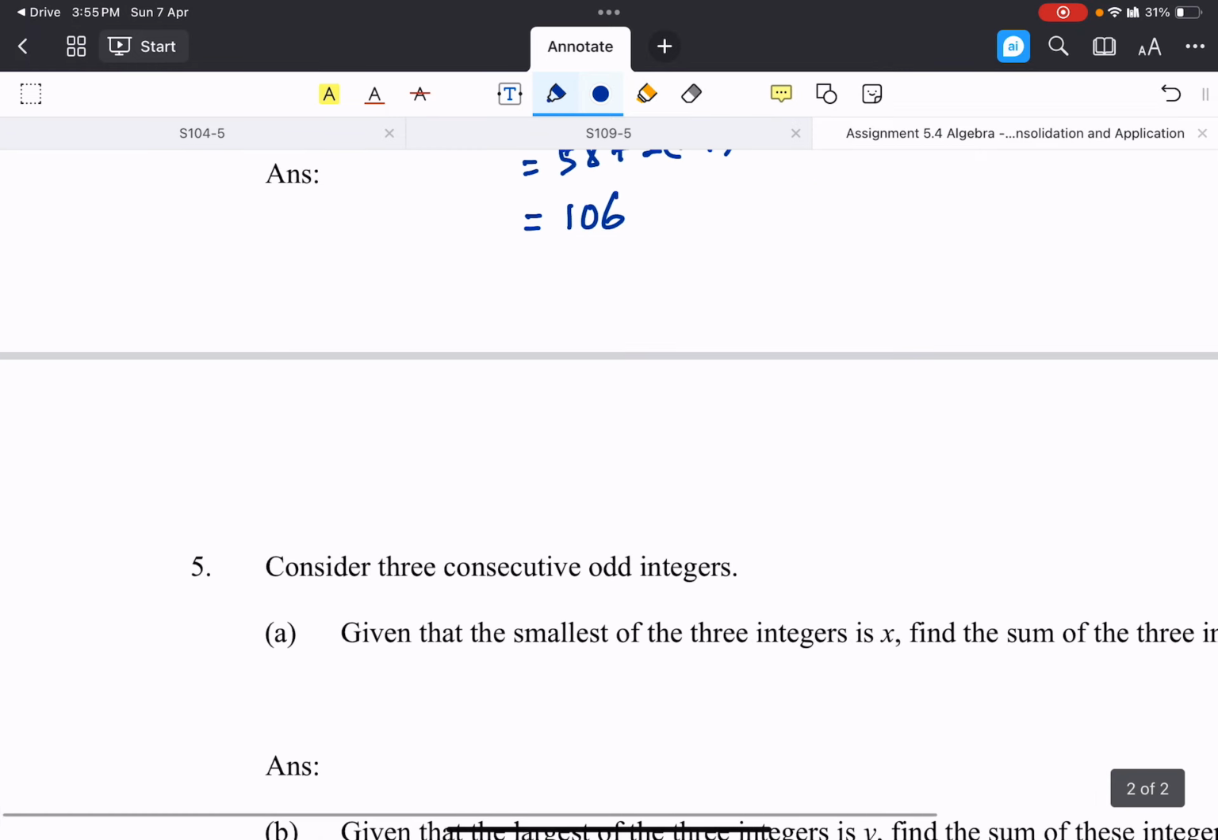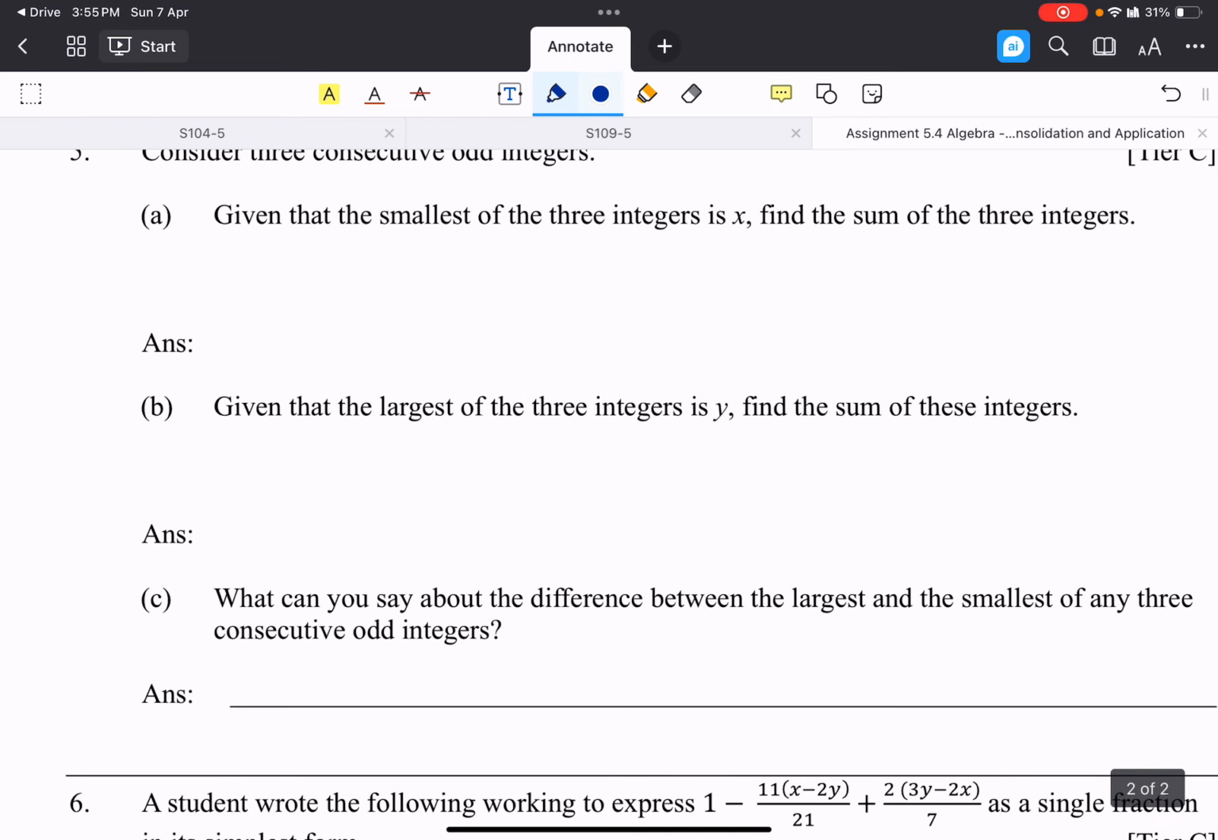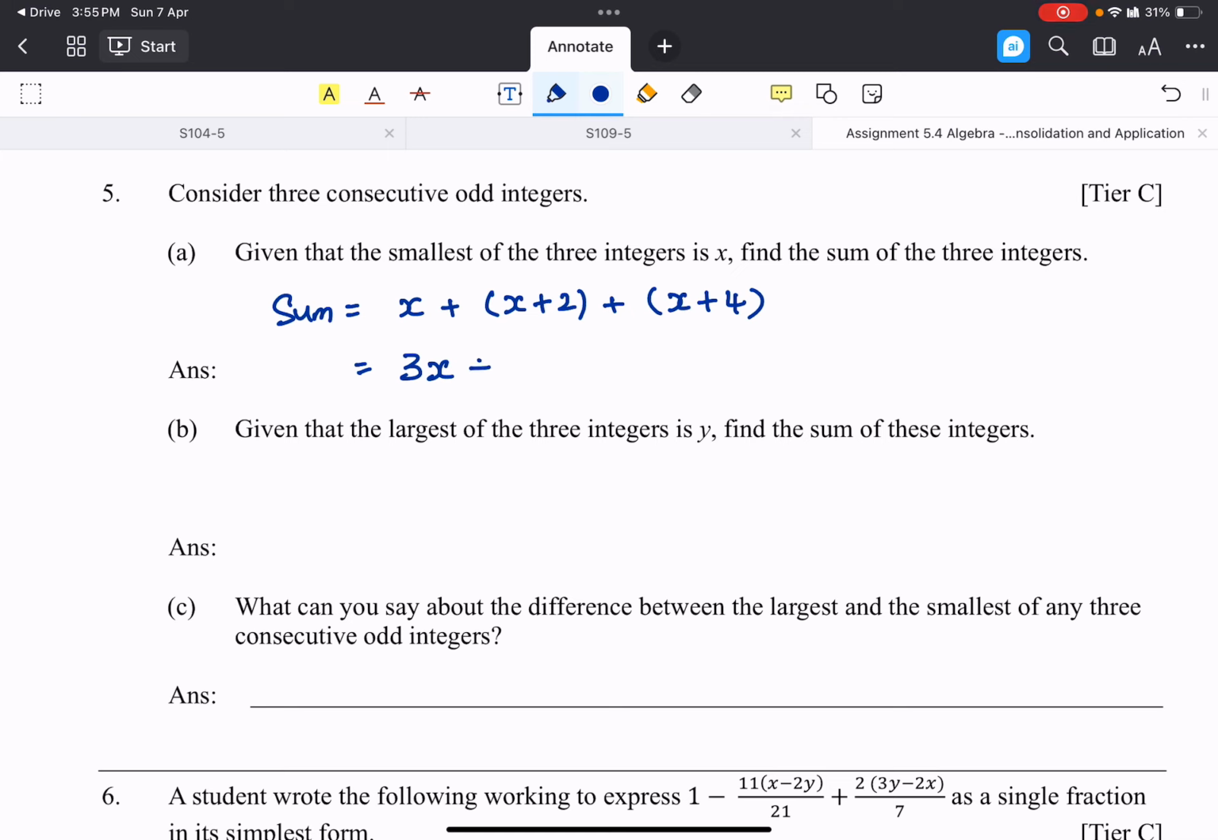Right, next question. Consider three consecutive odd integers. The smallest of them is x. Find the sum of the three integers. So the sum equals x plus, well, the next odd number is going to be x plus 2, right? And the next one will be x plus 4, and so on and so forth. So we work this one out. This should be 3x plus 6.